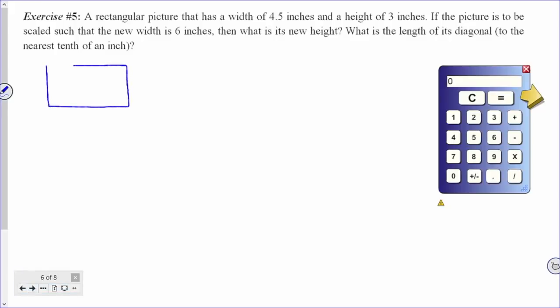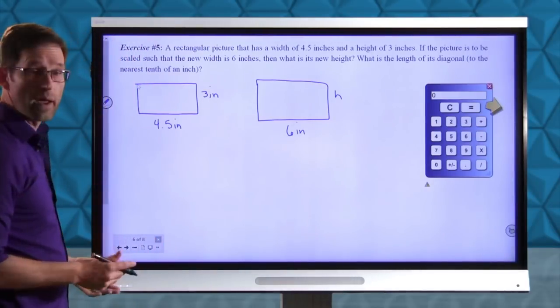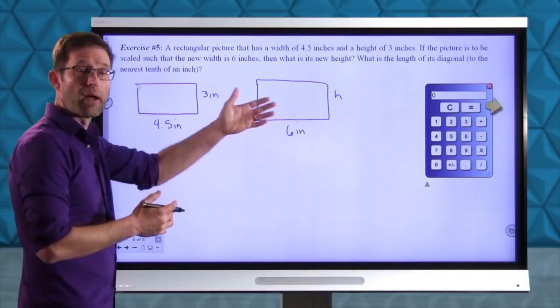Let's see what we're going to have. Okay, so we've got this rectangular picture. It's got a width of 4.5 inches. It's got a height of 3 inches, and you can appreciate this. I want to scale this thing up. I'm going to scale it up so the new width is 6 inches, and I'd like to know what the new height is.